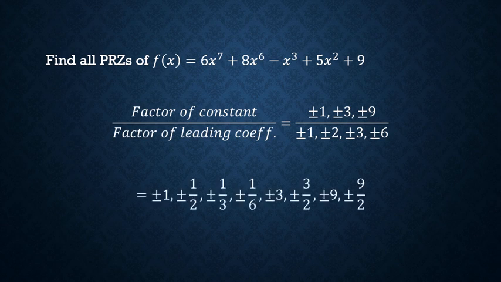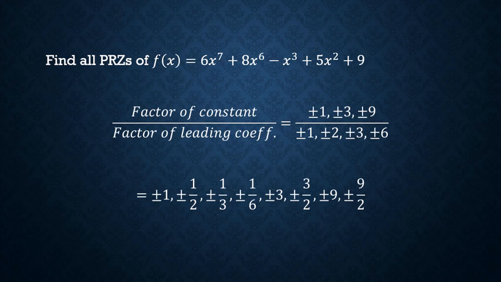We have 1 over 1, which is 1, 1 over 2, 1 half, 1 over 3, 1/3, 1 over 6, 1/6. We have 3 over 1, 3. We have 3 over 2, 3 halves. We have 3 over 3, but that's 1. We already wrote that, so we're not going to rewrite that. And then we have 3 over 6, or 1 half. Already had that, not going to rewrite that. Then 9 over 1, 9.